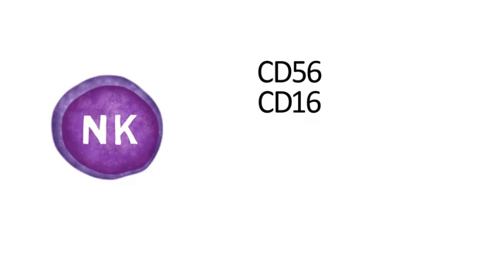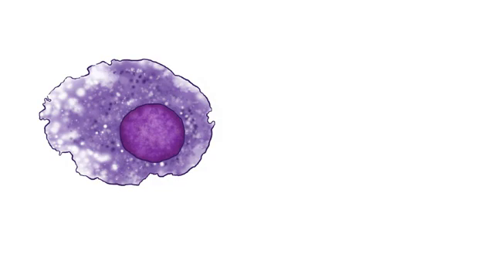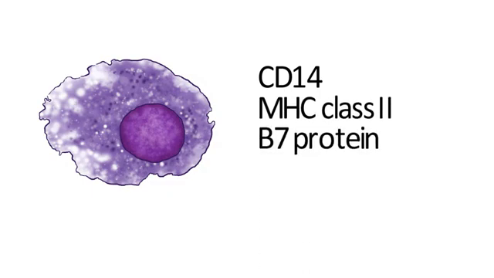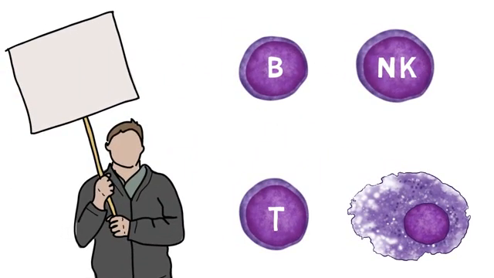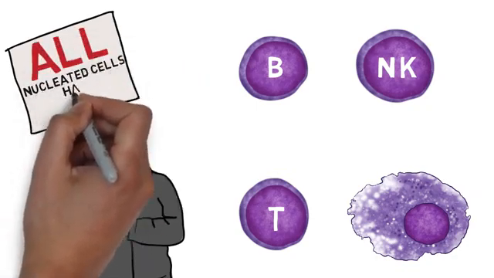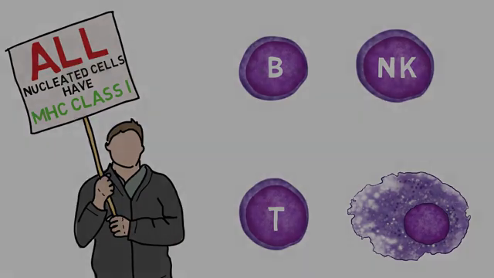Let's also look at the surface markers for macrophages. We'll talk about macrophages in another video, but macrophages have CD14 marker. And then macrophages are another type of antigen-presenting cells, so they have MHC2 and B7 protein. And they have a CD40 marker, just like the B cells, which the Th1 cells use to make them more sensitive to interferon gamma. Again, we'll talk about macrophages separately. And then, just as a reminder, all nucleated cells have MHC1.